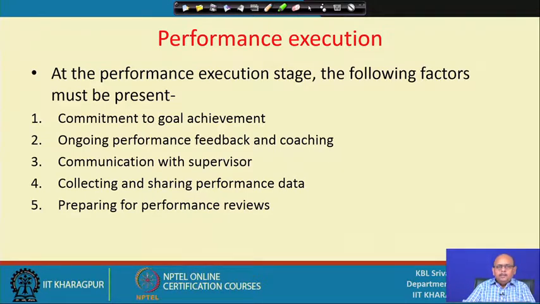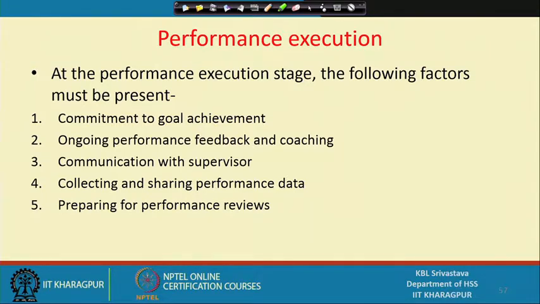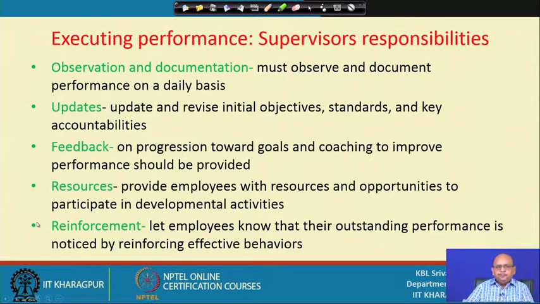And part of that is review. Ultimately, looking at this performance data, you are going to review the performance. Both the supervisors and subordinates must get ready to see how well they have performed, what the reasons are for bad performance, why they have been able to achieve the level of performance, either good or bad, and why it has happened. So, this is the performance execution stage.